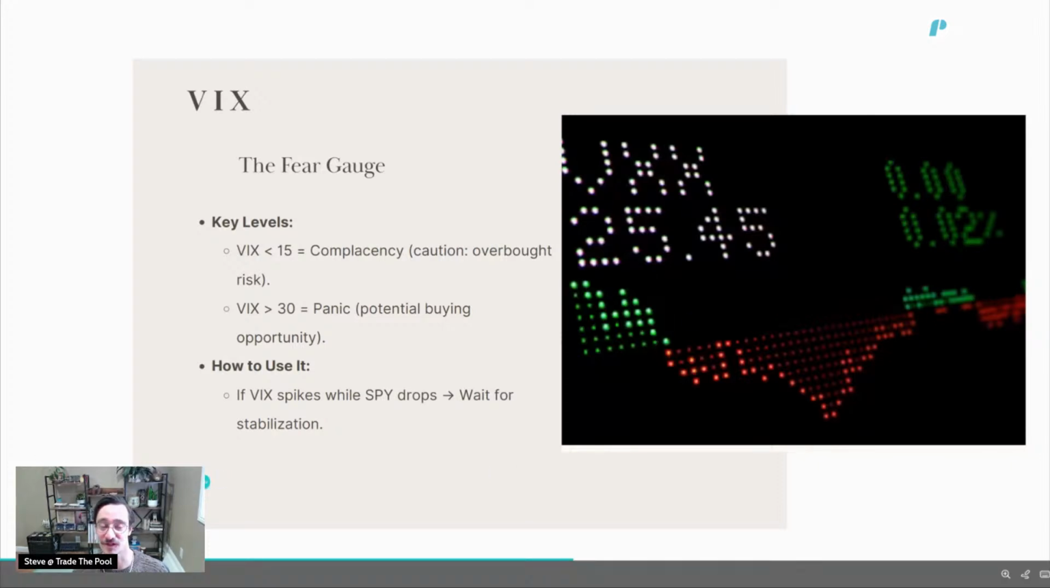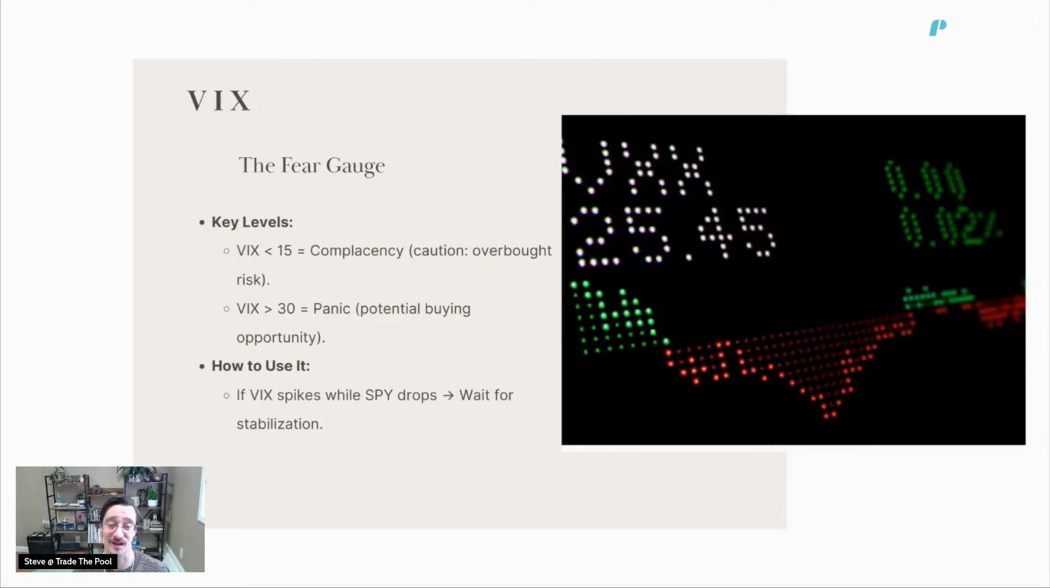So VIX over 30 indicates some level of panic in the markets. As you can see recently, it can go much higher. We've had some wild spikes up to 60, 80 in the past, stuff like that. Maybe 100 in the future. Who knows? It's a wild world. The important thing to remember is that volatility needs a reason to stay elevated.